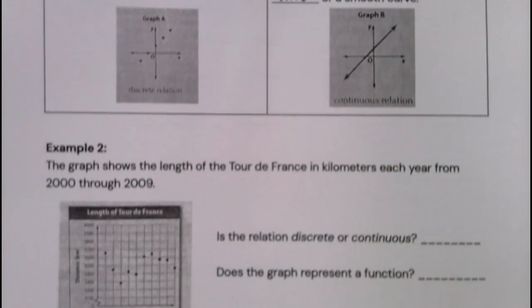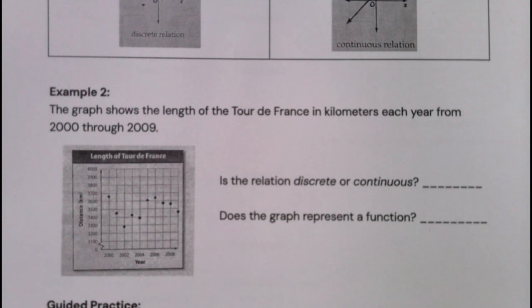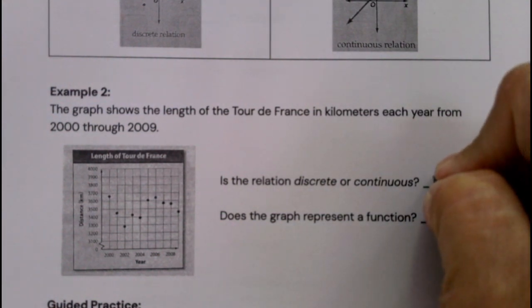All right, so if we take a look at this example 2, the graph is showing the length of the Tour de France in kilometers each year from 2000 to 2009. Is this discrete or continuous? Discrete. It's just a bunch of dots. It would not make sense to be continuous.